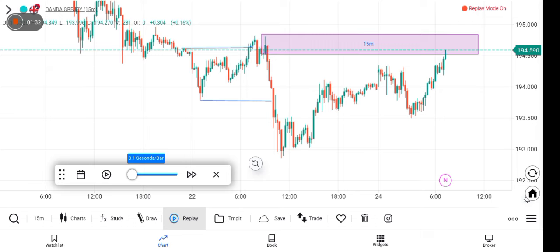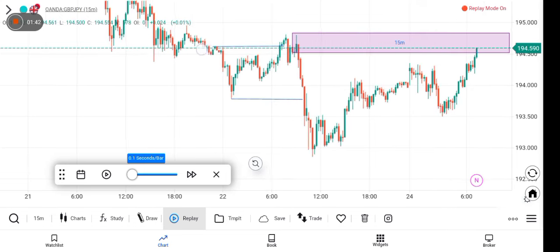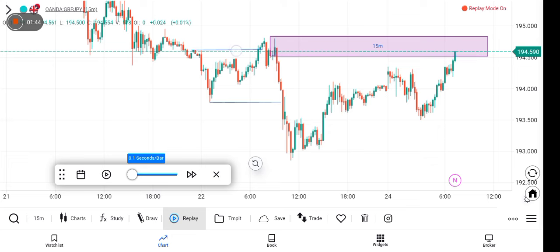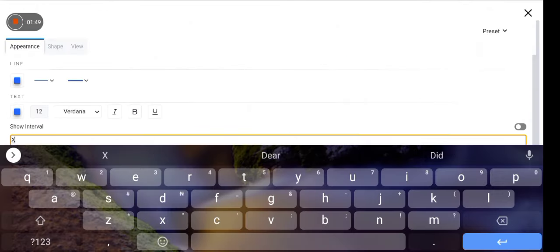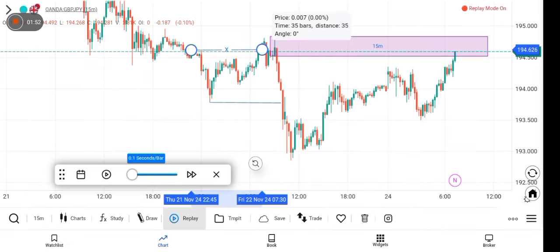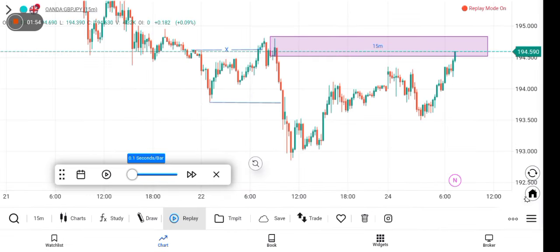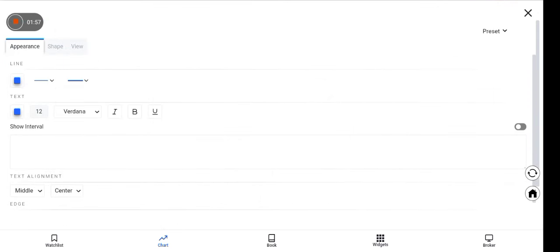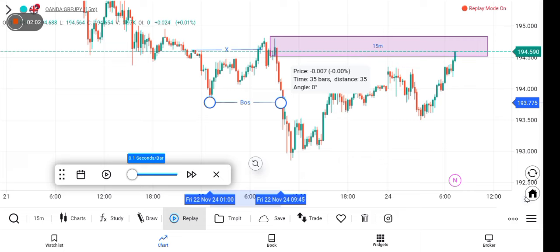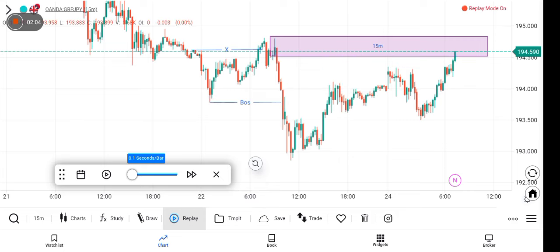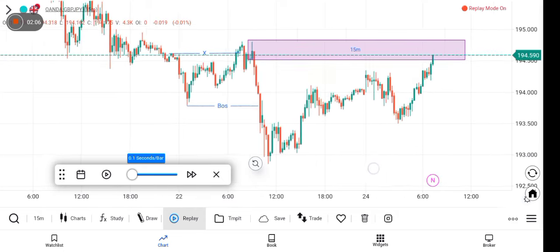I have my ways of selecting zones to sell from. Number one, and the main important thing, is that you look for where price grabs liquidity, something like this. After grabbing the liquidity, I call it X. Then you break a recent structure, a BOS. So it broke structure, which shows that we are still bearish.